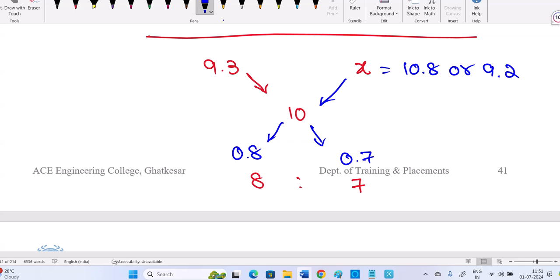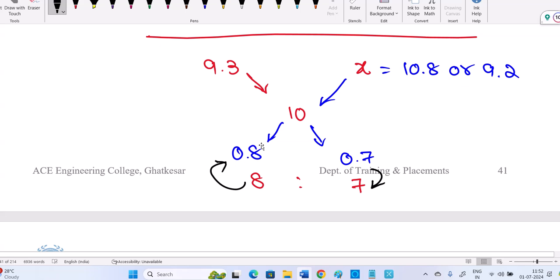10 and 10.8 difference is 0.8. Why 0.8 here? Here you got 0.7 that represents 7, then 8 should represent 0.8. The difference between x and 10 should be 0.8. It can be 10.8 or 9.2. No calculations here, no equation, nothing. Directly we are attacking. So why not 9.2? When the first one is 9.3, second one 9.2, mixing it to 10 is not possible.